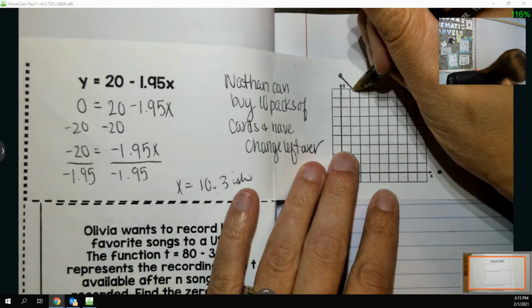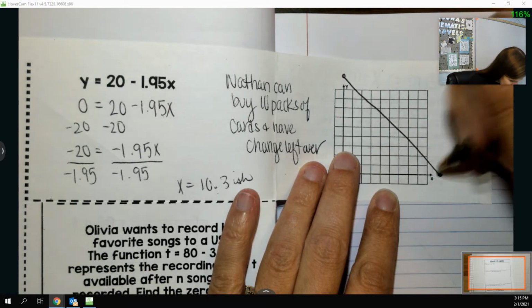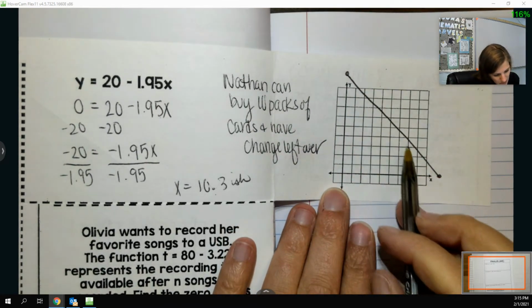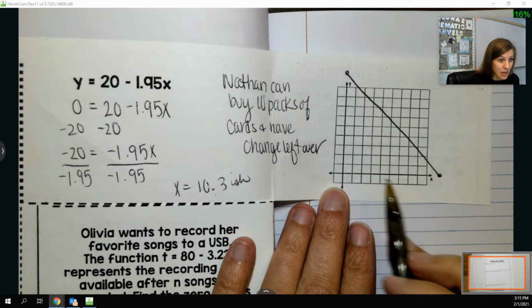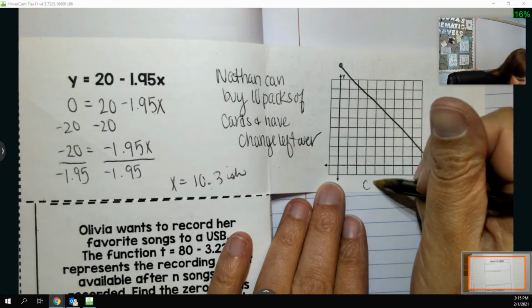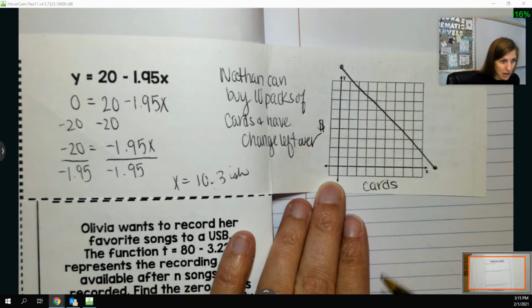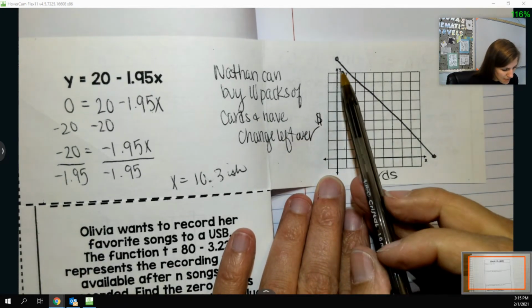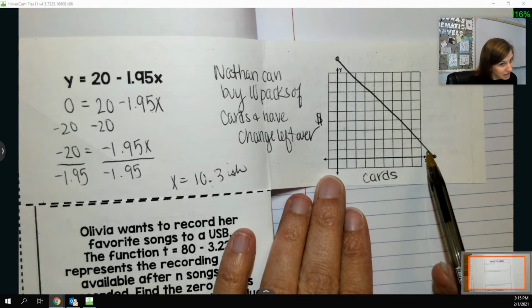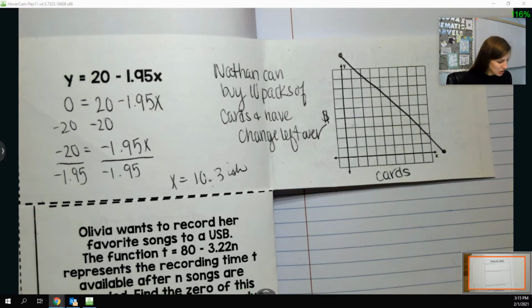And then I can connect the dots. Oof. Now, all these values in between are different amounts of cards that I can buy for different money amounts over here. So the more cards that I buy, the less money I have, which makes sense. And let's try another.